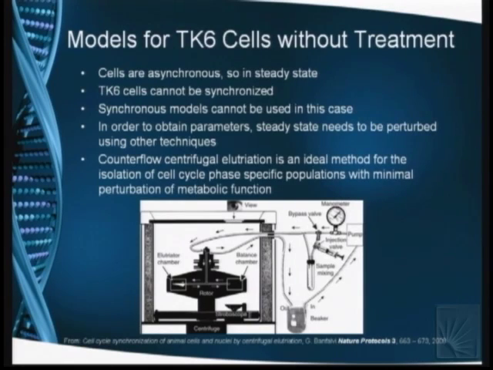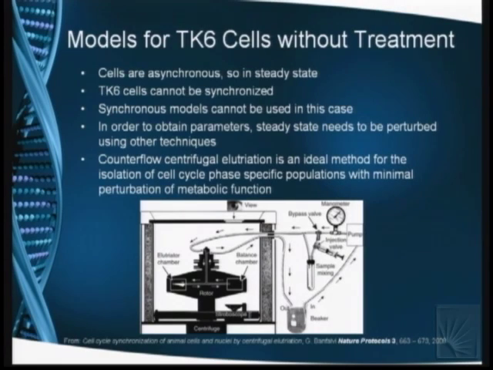But asynchronous cells are actually at steady state. So the cell cycle profiles are flat. So you don't get any information out of the cell cycle profiles. So you need to actually disturb the steady state. And in this case, they've used the centrifugal elutriation technique. What it does is it actually spins the cell population. And the lighter the cells, they're going to be going toward the outer sides of the elutriator. So you actually collect the flow here.